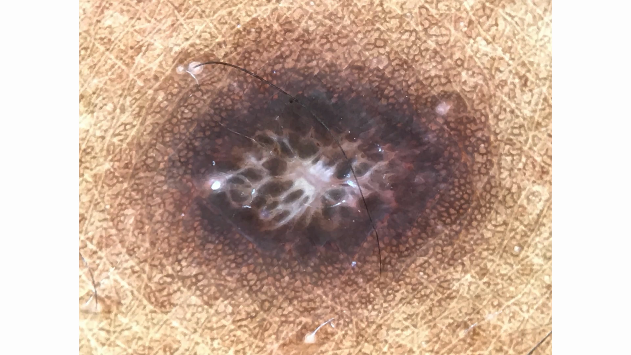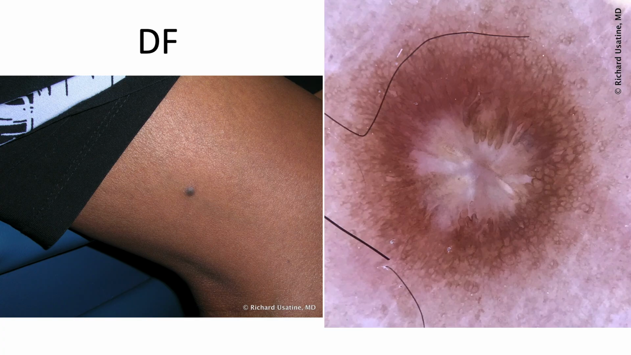Here it is close up. Some of those white lines that we see here often can be distributed like a starburst. Here's a better example of this starburst type scar. And here we see some of these ring-like globules and the network.